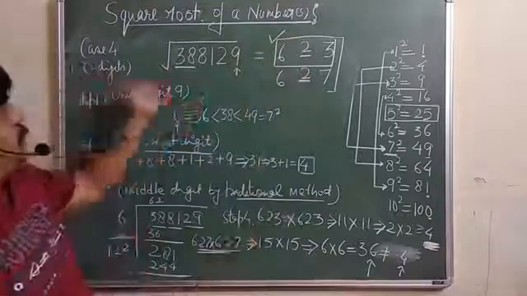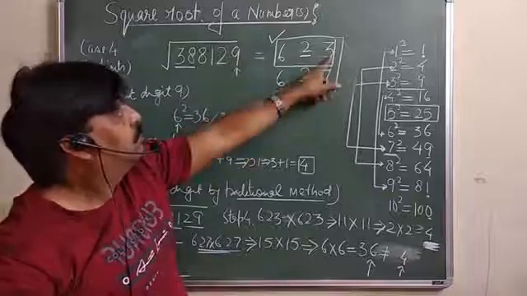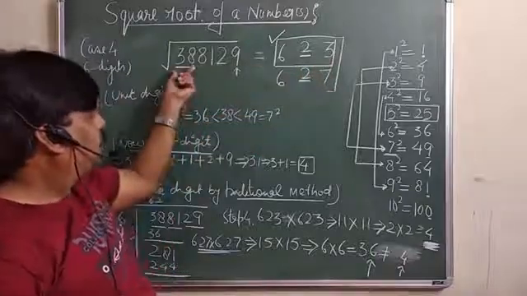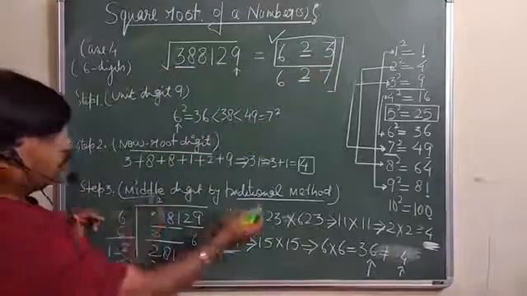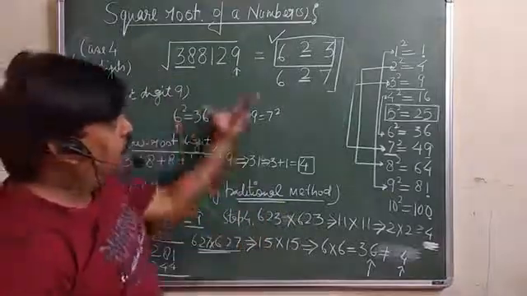So in case of the 6 digit number, just take the unit digit first, then first 2 digit, and for the middle digit you should apply the traditional method. So within few seconds you can do that. So have a look.